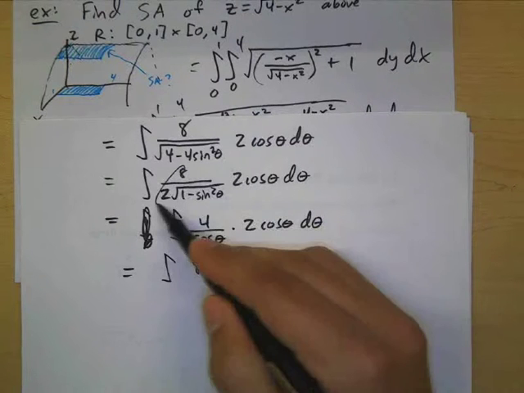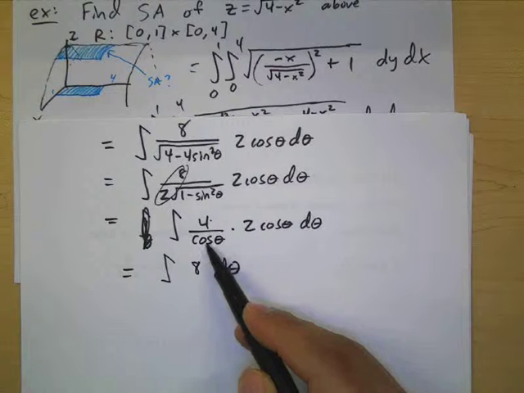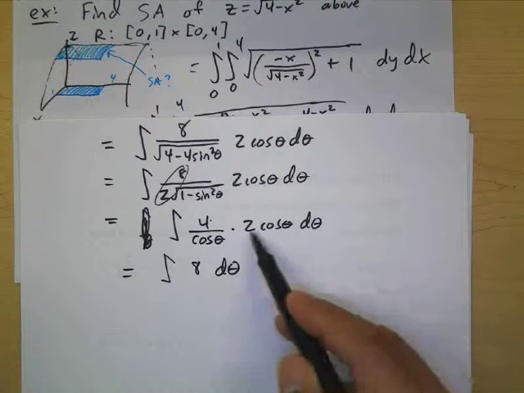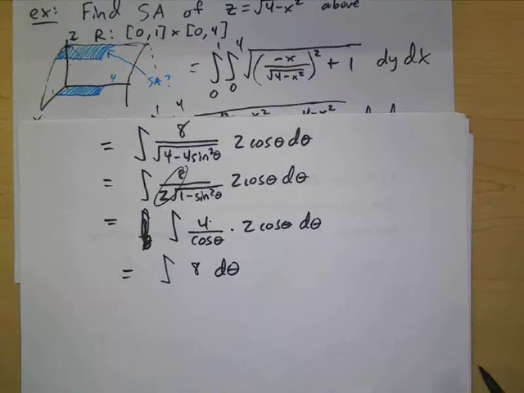8 divided by 2 is 4. Square root of cosine squared is cosine. We still have the original dx portion out here, and that's how we get 8 d theta. So now, for this, you wouldn't be able to just go from 0 to pi over 2 because it's not circular.